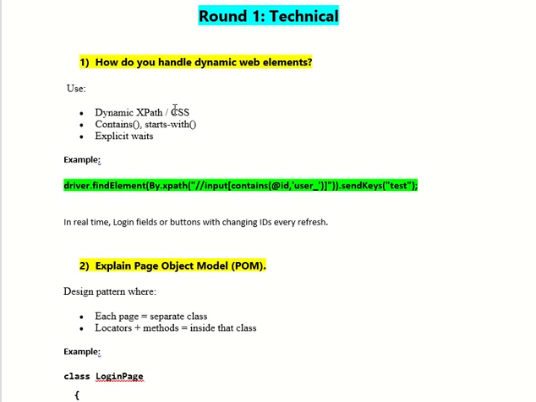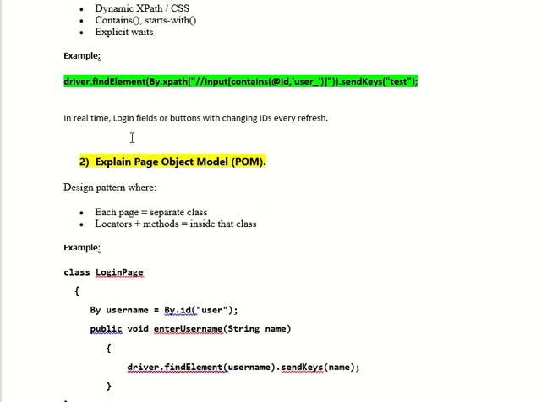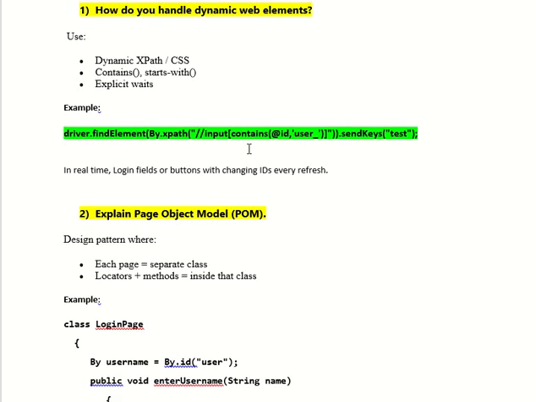The first question goes like, how do you handle dynamic web elements? You can answer the interviewer like use dynamic XPath or CSS locator and use XPath options or functions like contains and starts with method, explicit waits. Okay, so this is a quick answer that you can provide to the interviewer, and you can give the example on how to use the contains under XPath as shown in the documentation. So you can tell them in real time where the frequent dynamic change IDs occurs, like login fields or buttons or whatever it may be. You can give some random example.